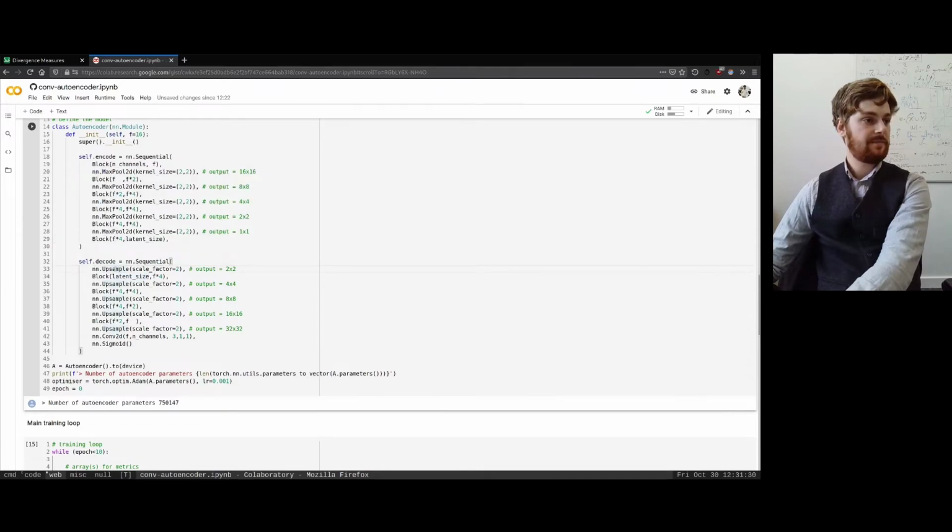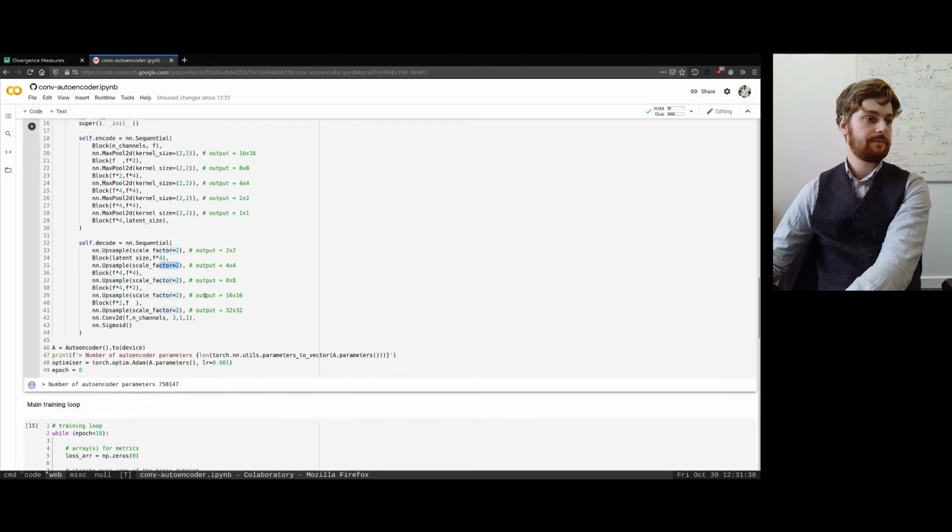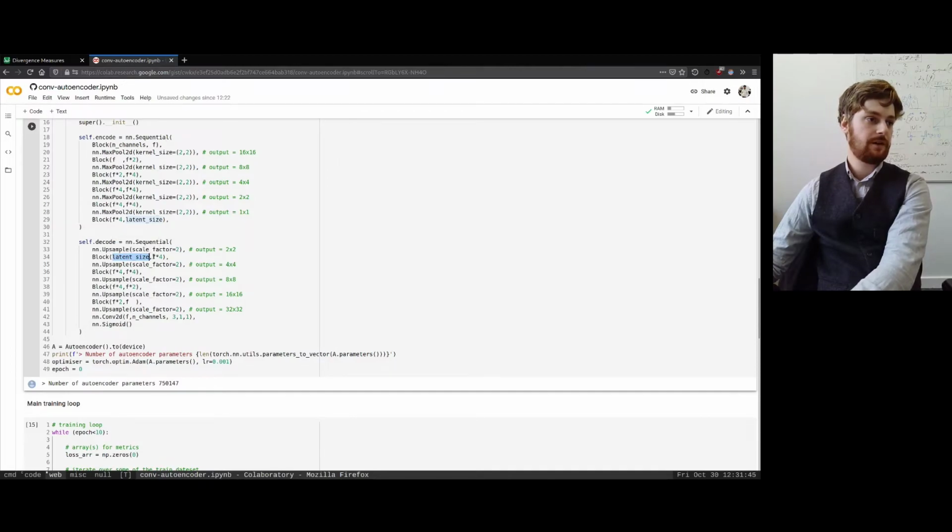Instead of max pooling, we resize the inputs to make them 2x2, and then we resize it, doubling the size to be 4x4, 8x8, and so on. And whilst we do that, we then halve, or reduce, the number of feature dimensions. We go from 512 to sort of 64 to 32 to 16 to 3 again.